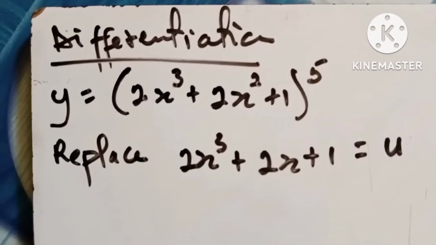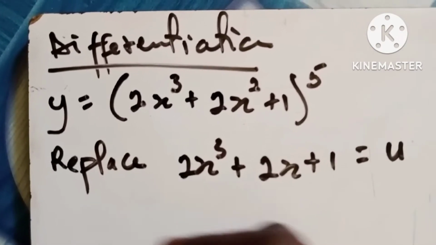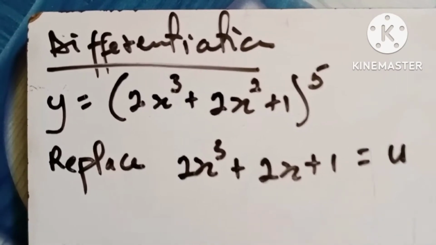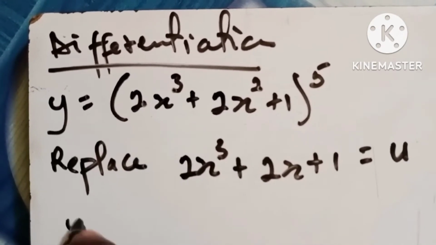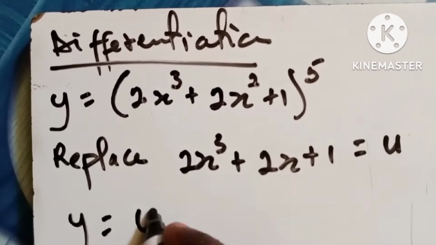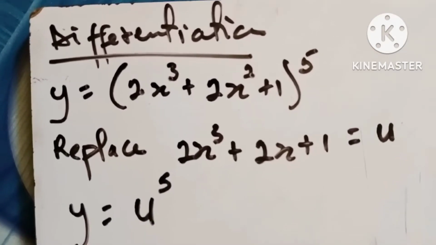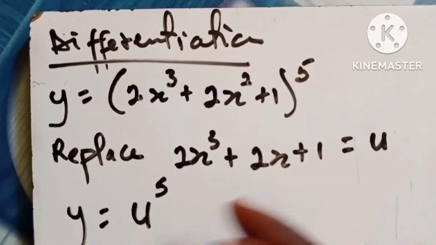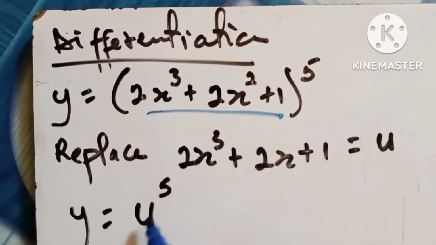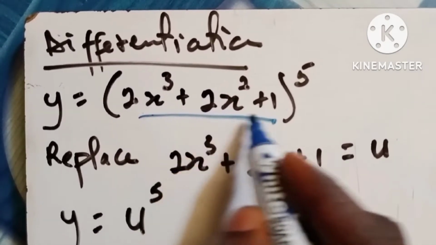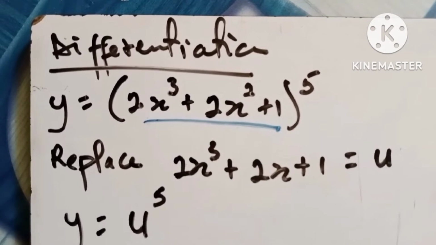The idea is that we know how to do a general differentiation. So if you replace that, we are going to have y equal to u raised to the power 5. We are just replacing, very perfect and simple. We are calling everything inside here u, so if I replace it, we have u raised to the power 5.